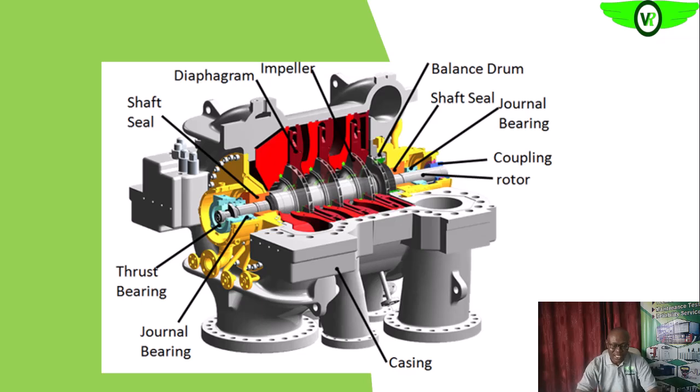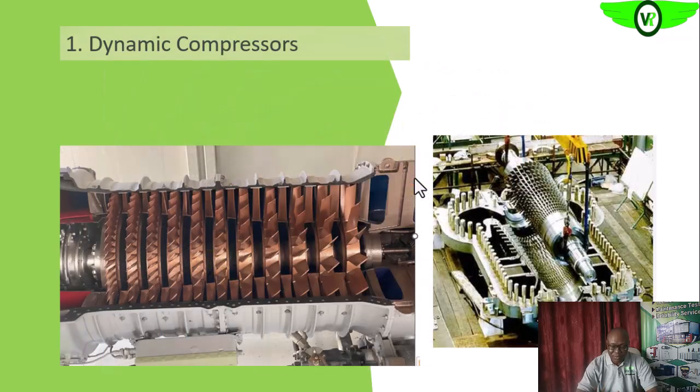So like we said earlier, we have the shaft seal, which could be dry or wet. Okay. In most cases on this multistage, we use the labyrinth seal. You find the labyrinth seal. Okay. So these are the major components that you will see on the multistage centrifugal compressor.